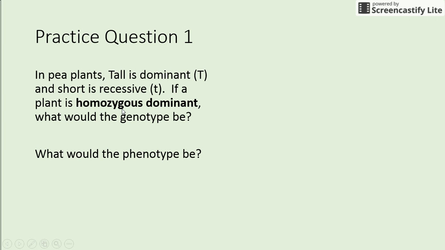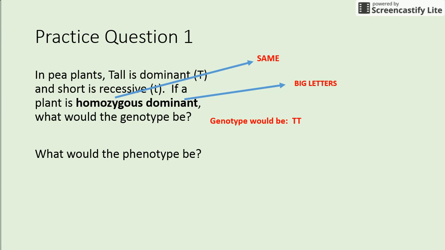So we have homozygous dominant. Homozygous means same, and dominant means big letters. So if it's the same big letters, the genotype would be big T, big T. What would the phenotype be? If you look back in your vocab, phenotype is what it looks like. Since it has a big T, what does that stand for? It is tall. The plant would be tall because it has a big T.